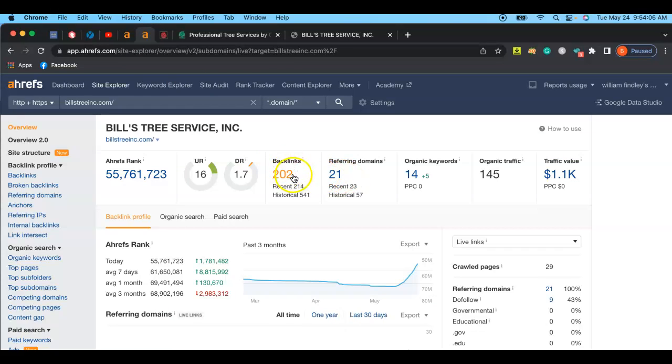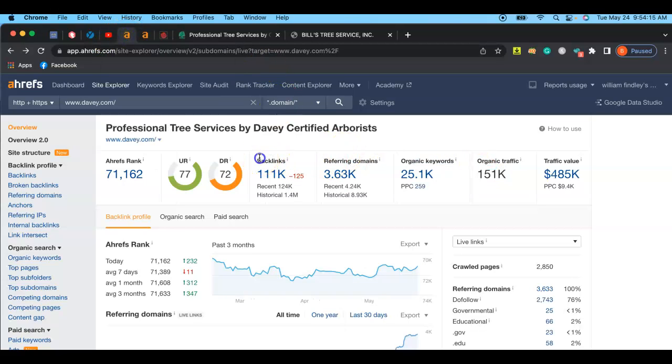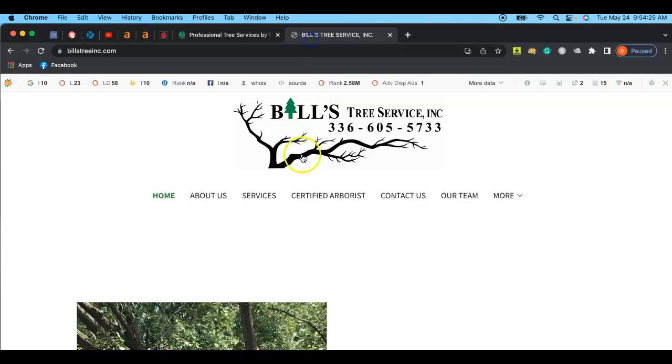So we can see here, we went through backlinks, referring domains, and keywords, and how that contributes to traffic. And also, here's your competitor right here. These guys have 151,000, and their traffic value is $485,000 per month. So that's just a good overview.